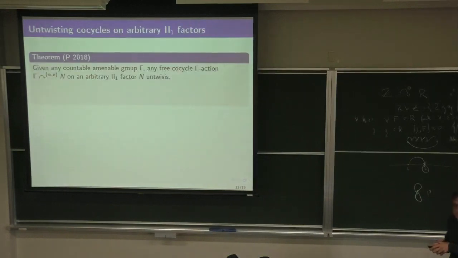Okay, so there are two places where we can try to go beyond amenability. On the group side, which is also interesting because, you know, F2 has no cohomology. Or on the side of the II1 factor, okay? So as it happens, it's true indeed that any countable amenable group, any free cocycle gamma action on any II1 factor untwists, okay?